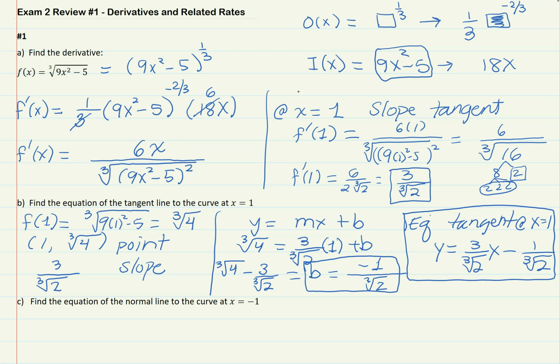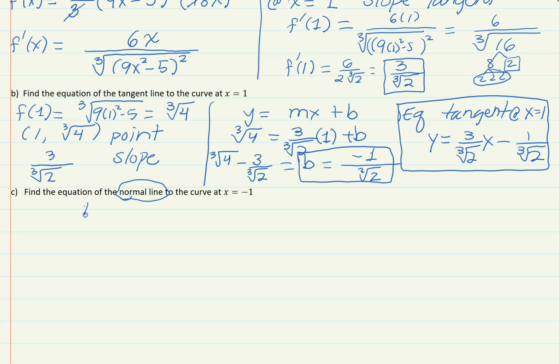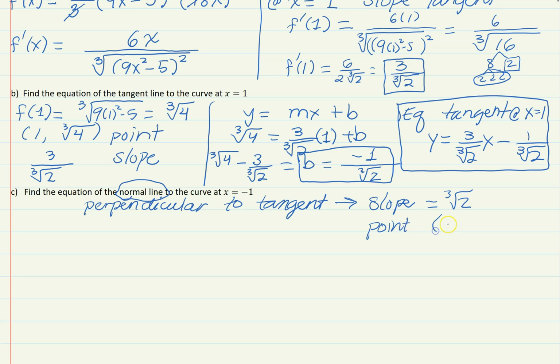Okay, now the question is asking for the normal line. Well, what is the normal line? The normal line is the line that is perpendicular to the tangent line. So its slope is going to be the opposite reciprocal. Opposite would be positive. Reciprocal of that would be cube root of 2. So again, my point is still (1, cube root of 4), and my slope is cube root of 2.